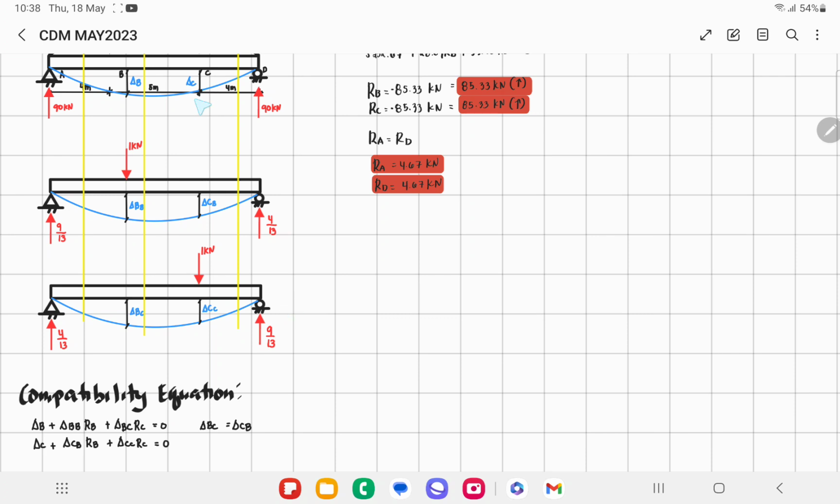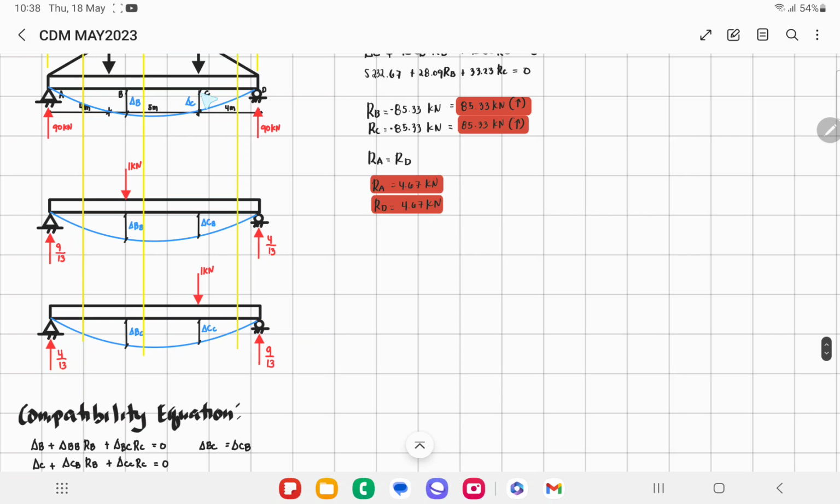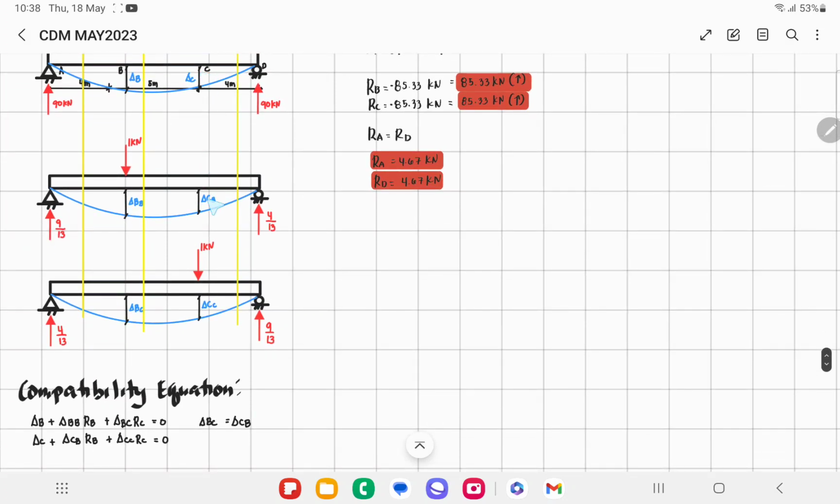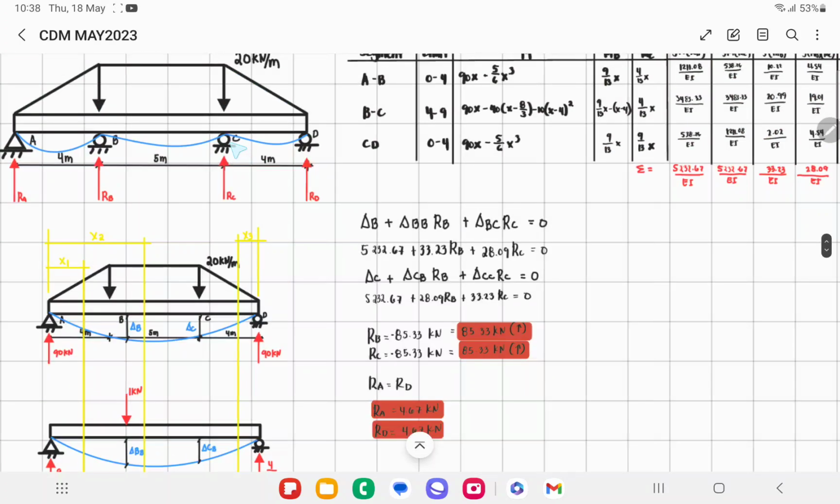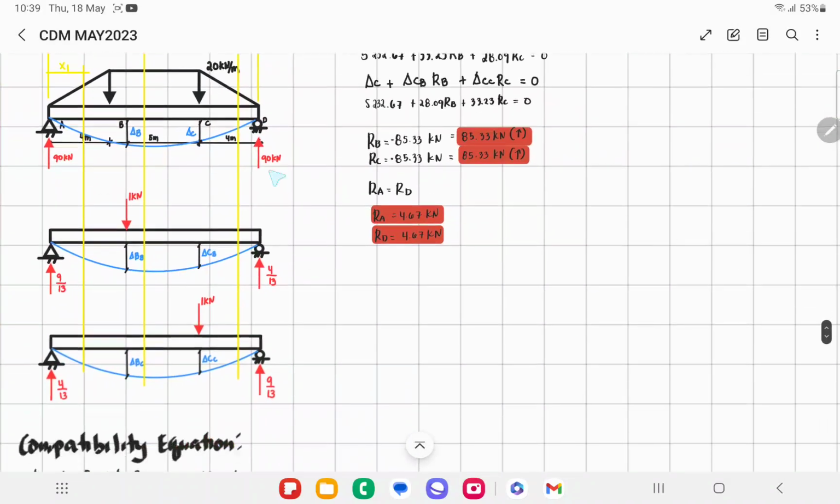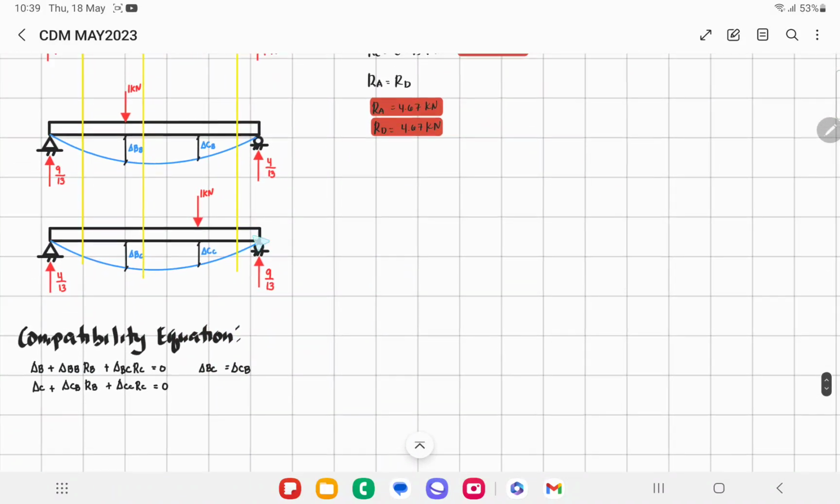Okay? And then next naman, sa point C, the deflection at C plus the deflection at C due to the point load at B times RB, plus the deflection at C due to the point load at C times RC, must also be equal to 0, since sa actual natin na indeterminate structure, our deflection at point C is equal to 0. Okay? So yun lang yung pwede nating ma-assume.